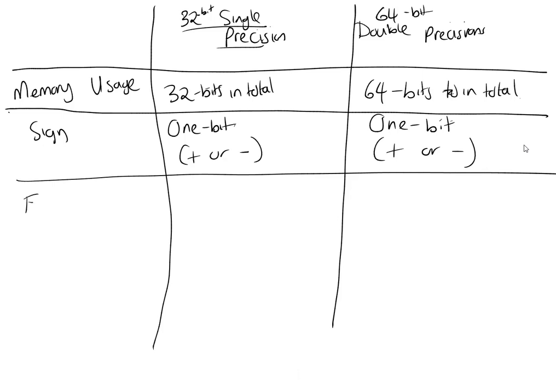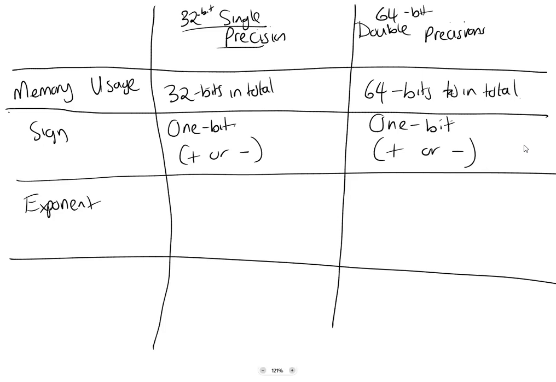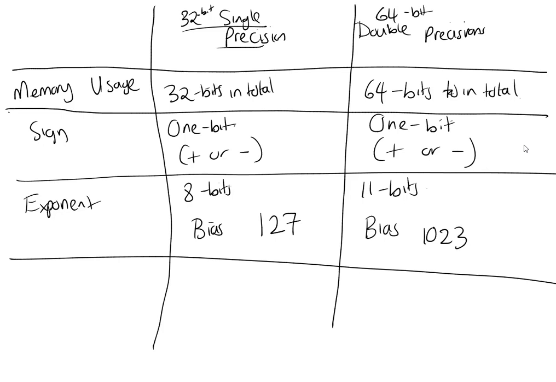Then we have the exponent. For a 32-bit machine, it uses 8 bits for the exponent. And the bias, the one we're going to either add or subtract from the exponent in a 32-bit machine, is always 127. In a 64-bit machine, we have 11 bits for the exponent, and the bias is 1023. These numbers look familiar.